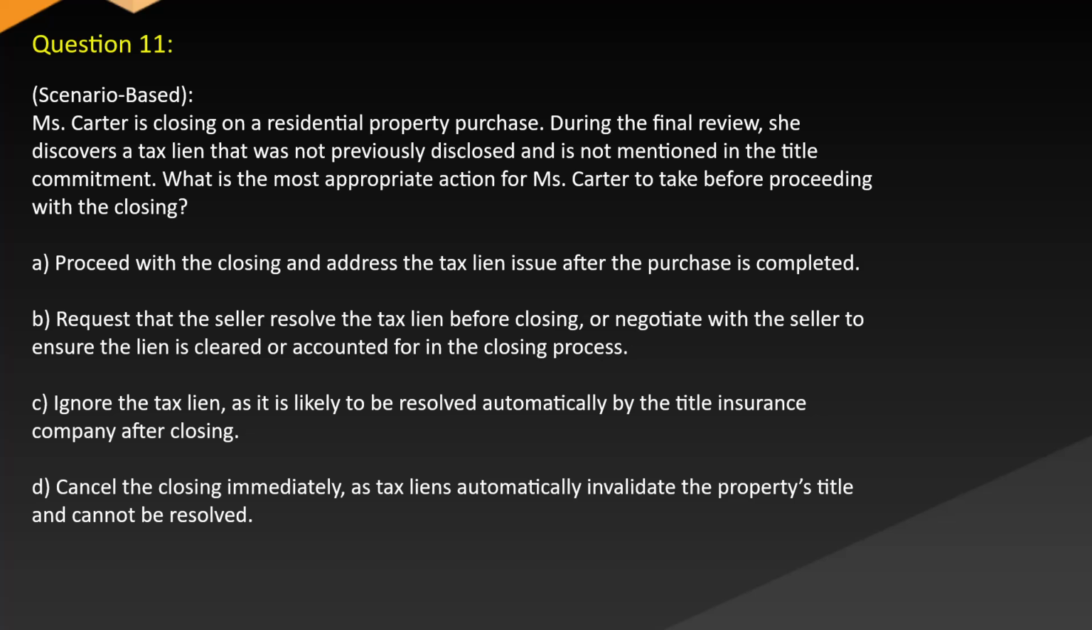Question 11. Scenario-based. Ms. Carter is closing on a residential property purchase. During the final review, she discovers a tax lien that was not previously disclosed and is not mentioned in the title commitment. What is the most appropriate action for Ms. Carter to take before proceeding with the closing? A. Proceed with the closing and address the tax lien issue after the purchase is completed. B. Request that the seller resolve the tax lien before closing, or negotiate with the seller to ensure the lien is cleared or accounted for in the closing process. C. Ignore the tax lien as it is likely to be resolved automatically by the title insurance company after closing. D. Cancel the closing immediately, as tax liens automatically invalidate the property's title and cannot be resolved.